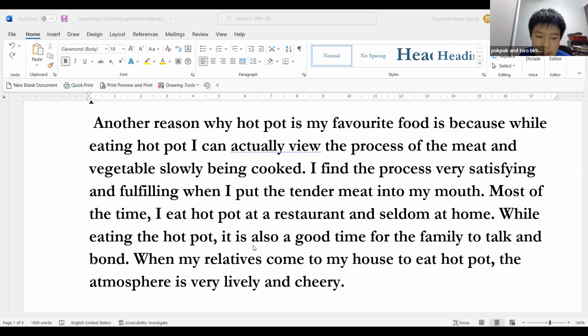Another reason, which I continue to read. Yes, sir. Okay, another reason why hot pot is my favorite food is because while having hot pot, I can actually view the process of the meat and vegetables slowly being cooked. I find the process very satisfying and fulfilling when I put the tender meat into my mouth. Most of the time, I eat hot pot at a restaurant and seldom at home. While eating the hot pot, it is also a good time for the family to talk and bond. When my relatives come to my house to eat hot pot, the atmosphere is very lively and cheery.